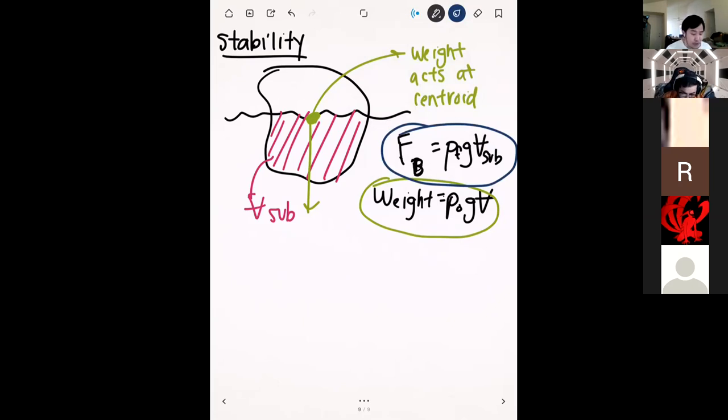But when you have a partially submerged object like this, the buoyant force is not going to be acting at the centroid of the object. The buoyant force is actually going to be acting at the centroid of only the part that's submerged.